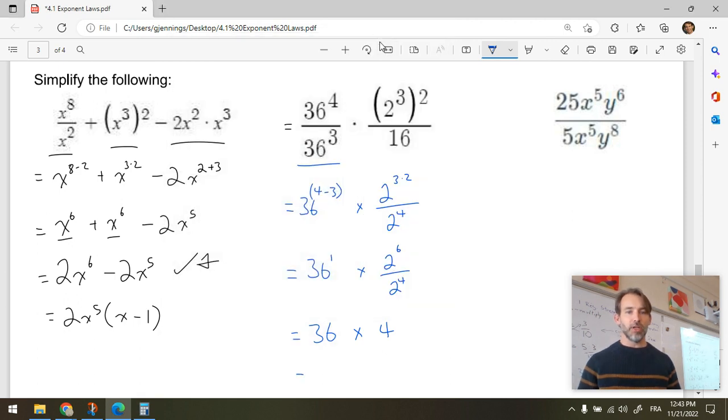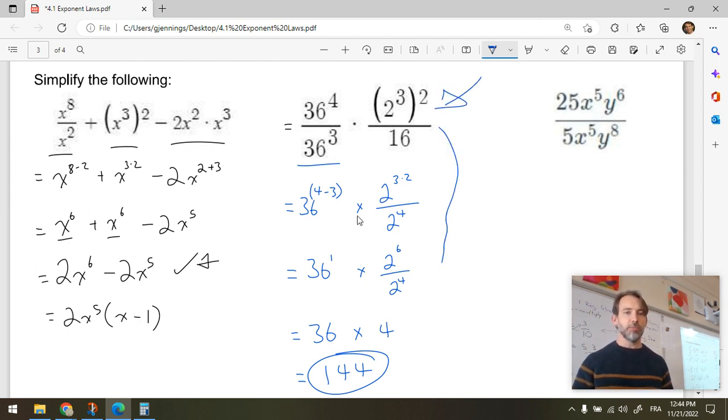So 36 times 4, what's that? Oh, do that in your head, it's 144. There, done, final answer. So that one simplifies right to a number. Notice there's only numbers in here, there's no variables, so I should be able to resolve that to a single number, with or without a calculator. This one I don't believe is a calculator problem. You want to develop your mental math skills to be able to do that.